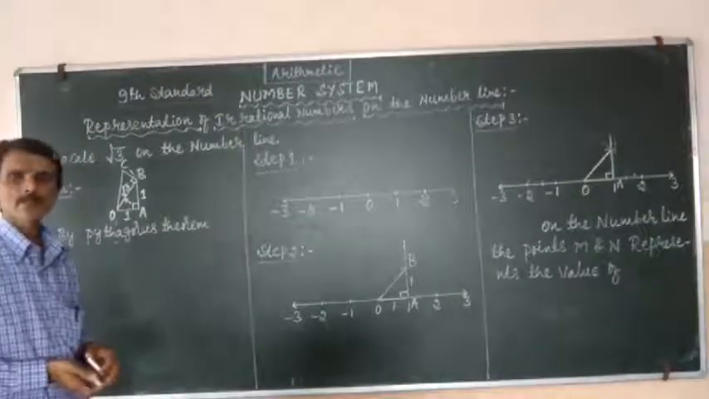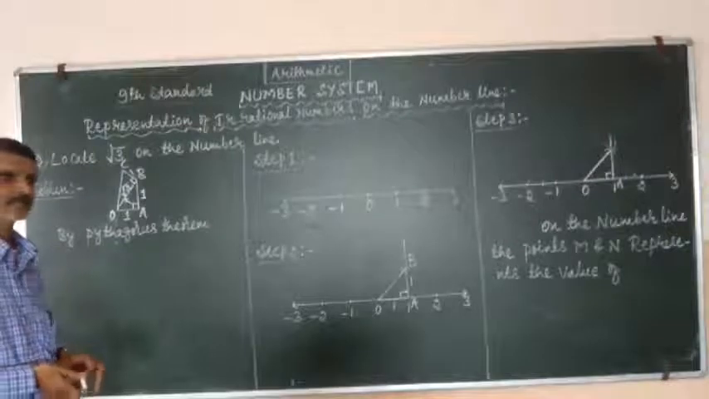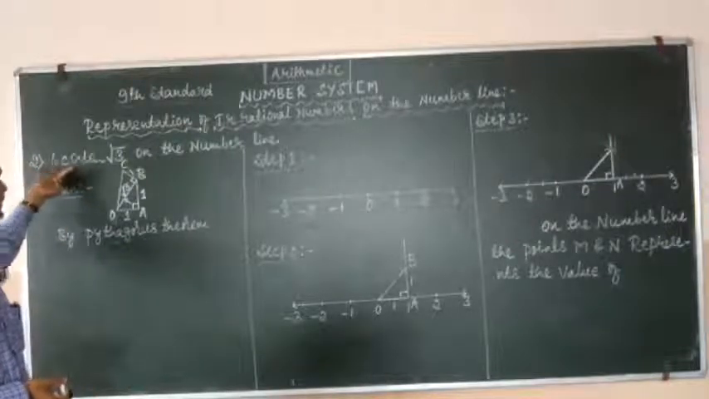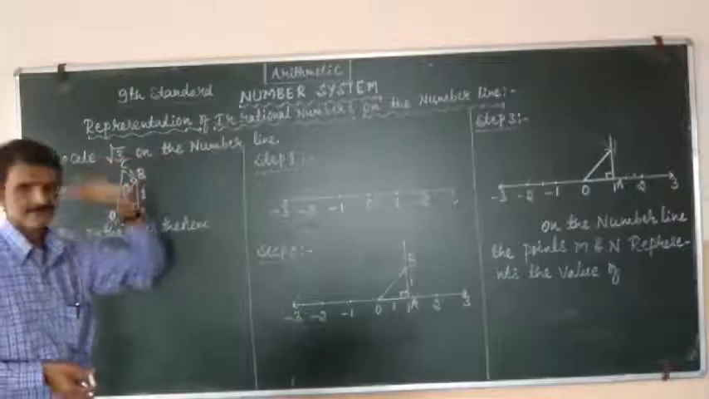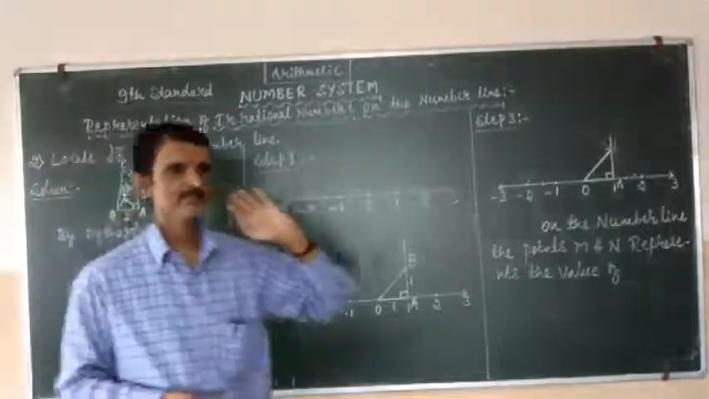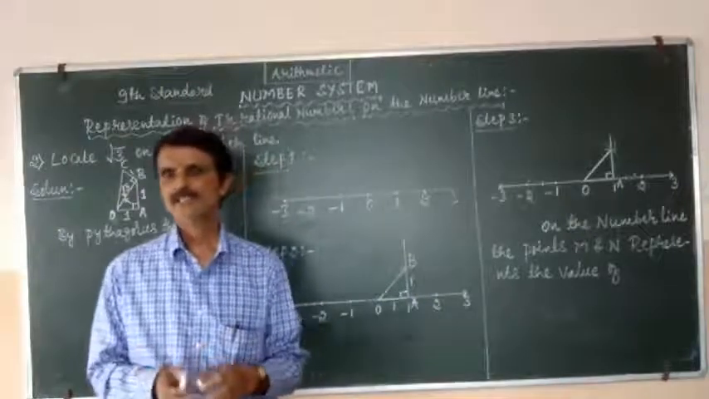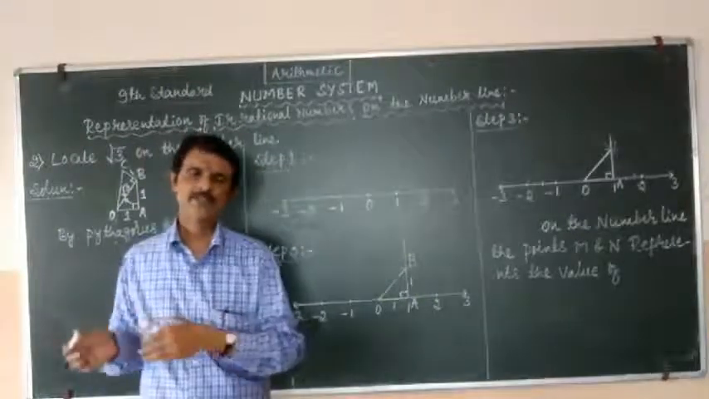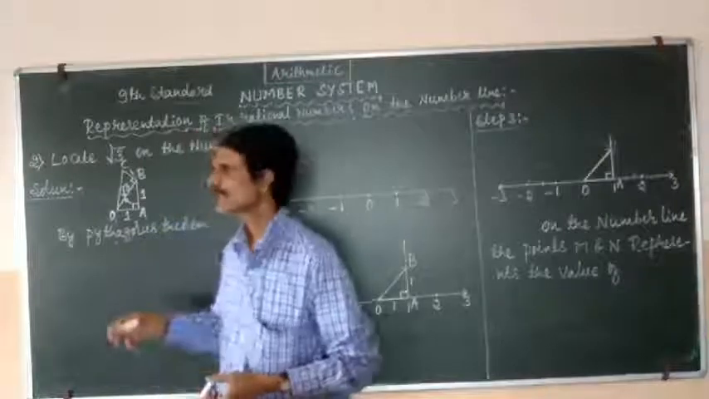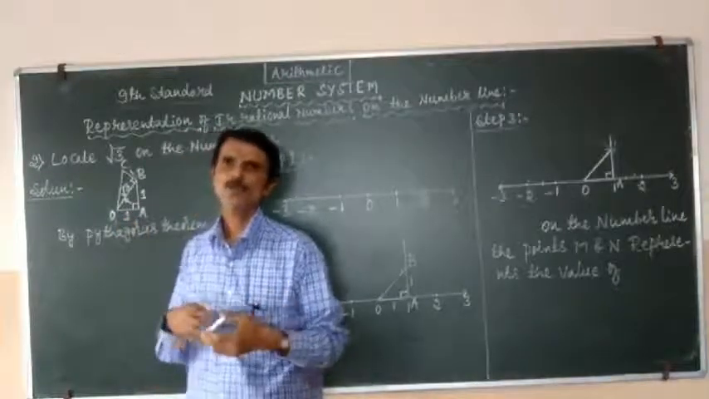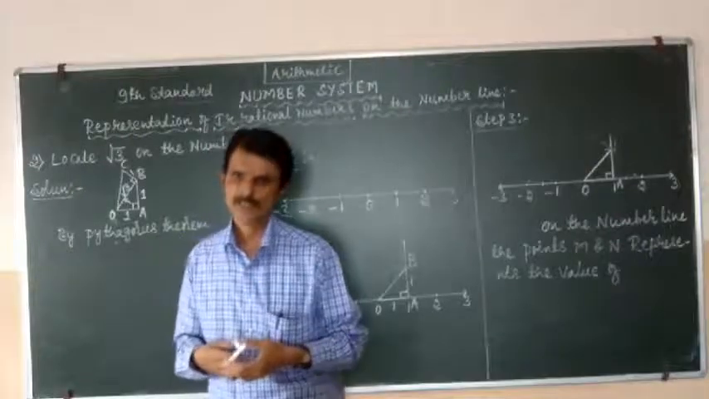Students, now we shall see another problem. Locate root 3 on the number line. For this, as in the previous problem, we have to take a right angle triangle. Already we know how to represent root 2 on a number line.